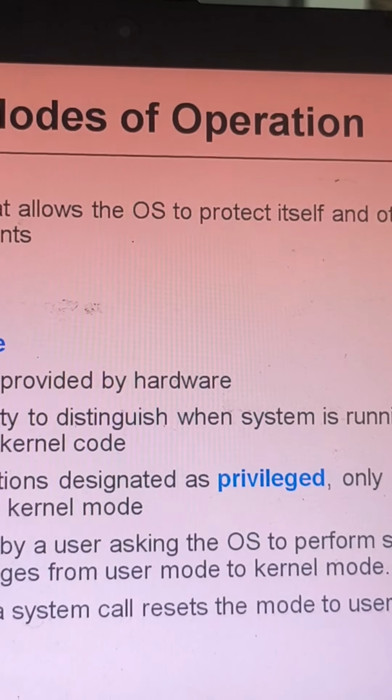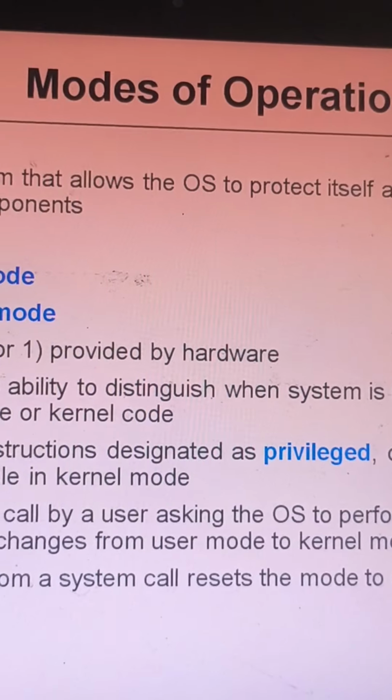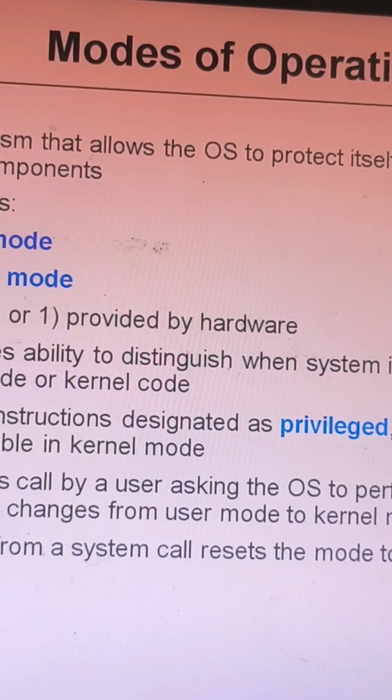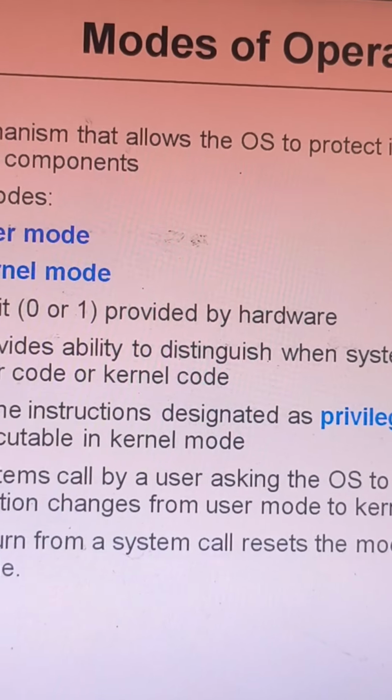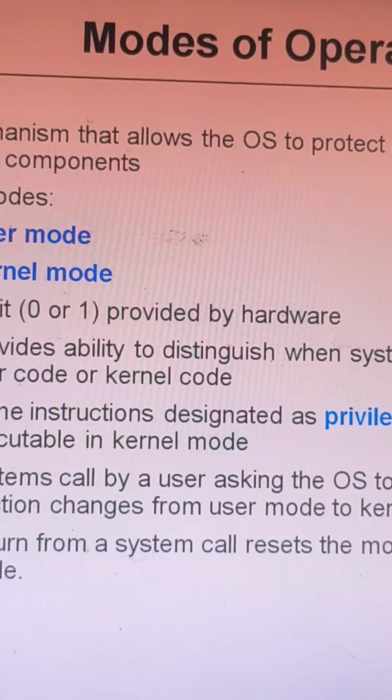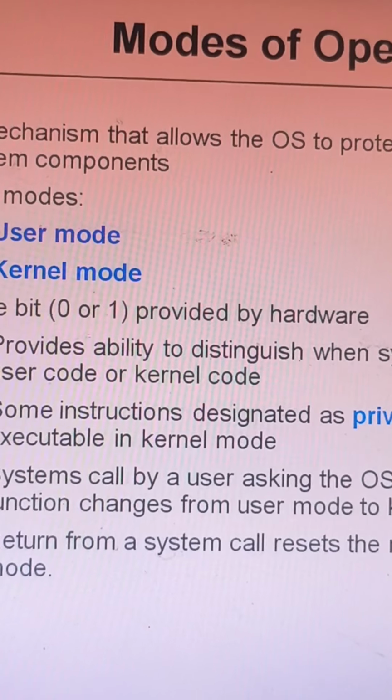Modes of operation. A mechanism that allows the operating system to protect itself and other system components. So here there are two modes, that is user mode and the kernel mode.